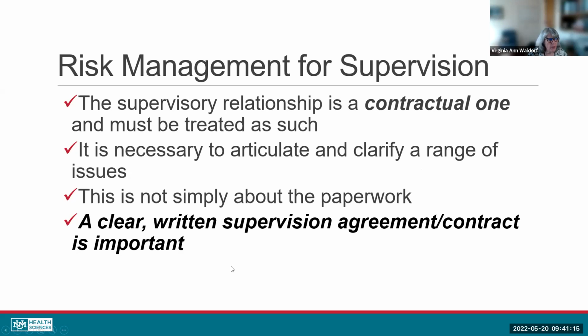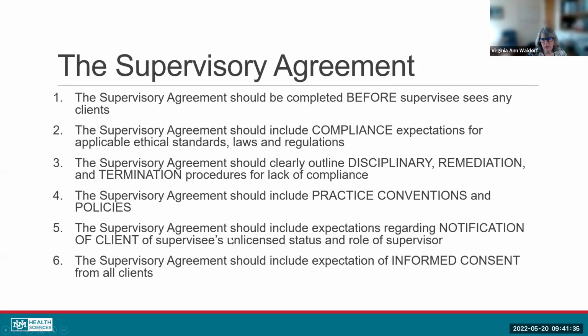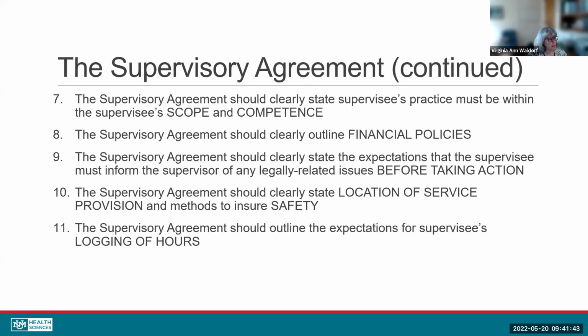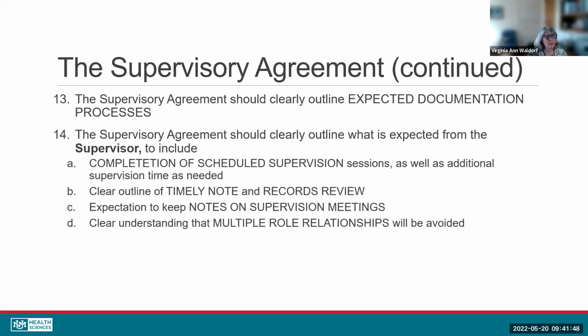The thing I want to point out here, though, is that a clear written supervision agreement contract is important, as it is one of the major ways to mitigate risk, both to you and to the learner, right? And they go on to indicate what are the various elements that should be in the supervisory agreement. So I would encourage you to look at their 13 points, I think it is. The last one, 14 points, the last one being what should be expected from us.